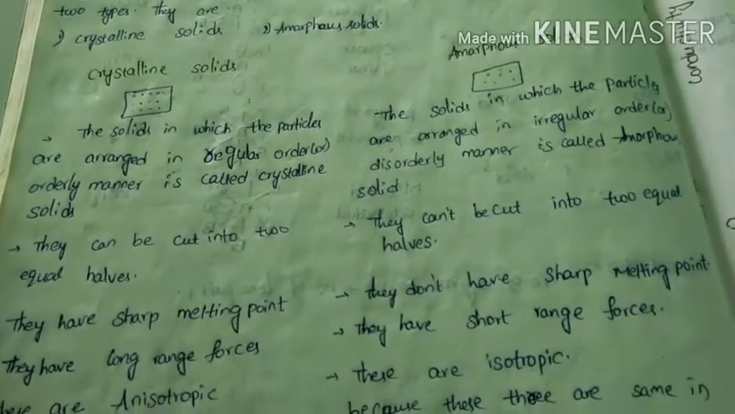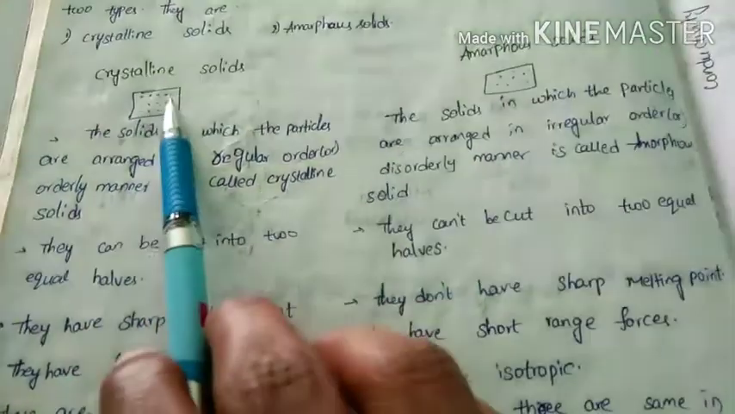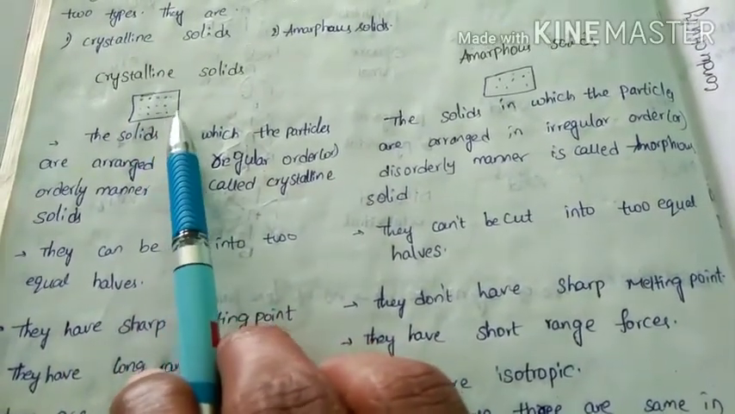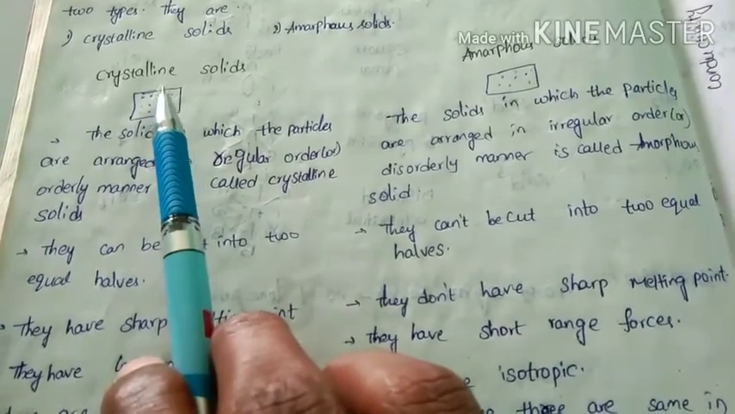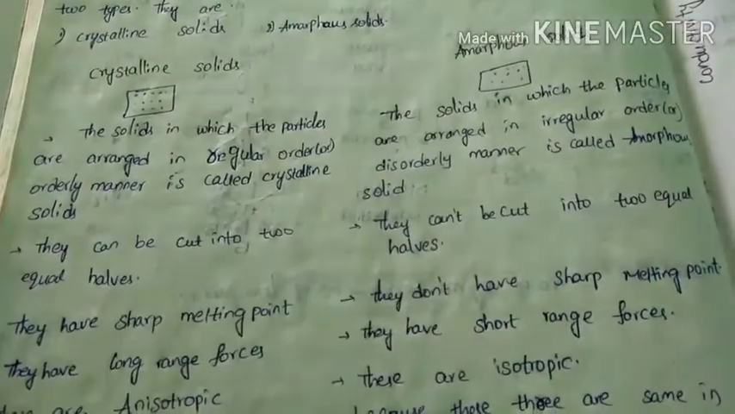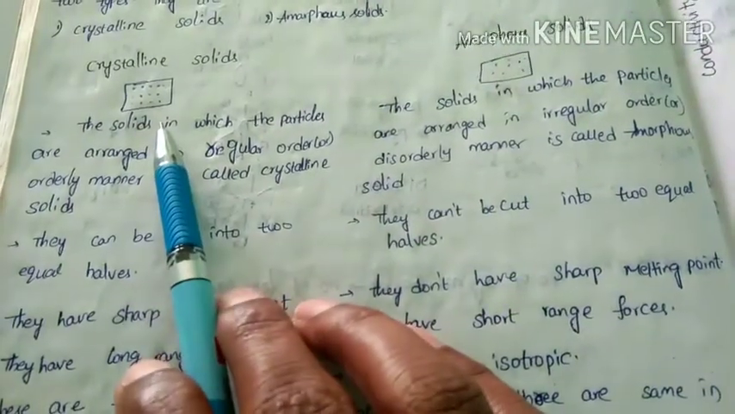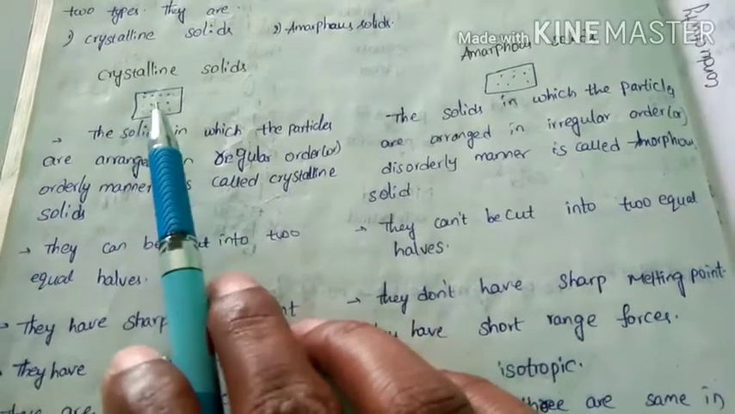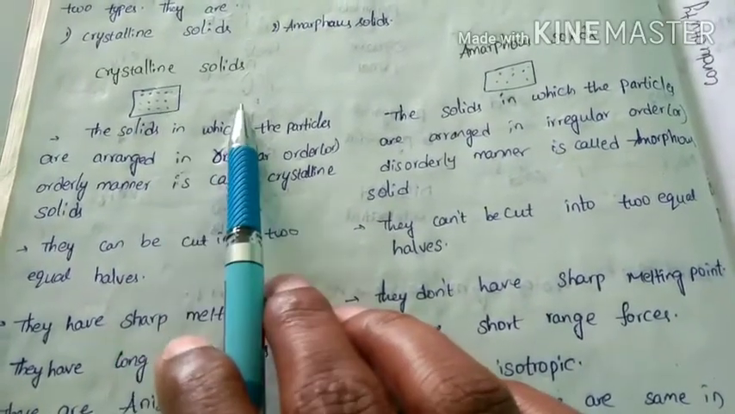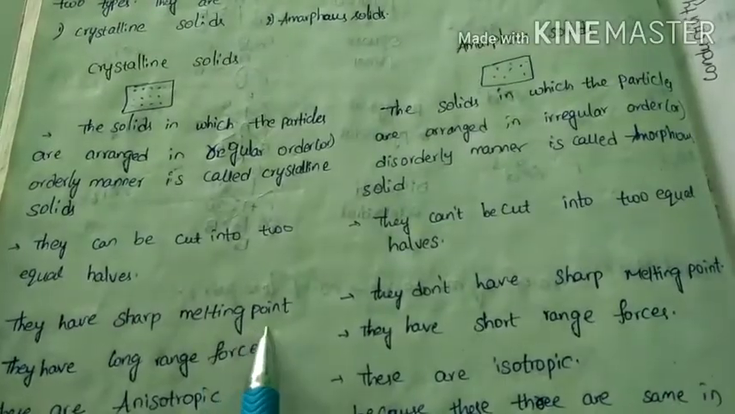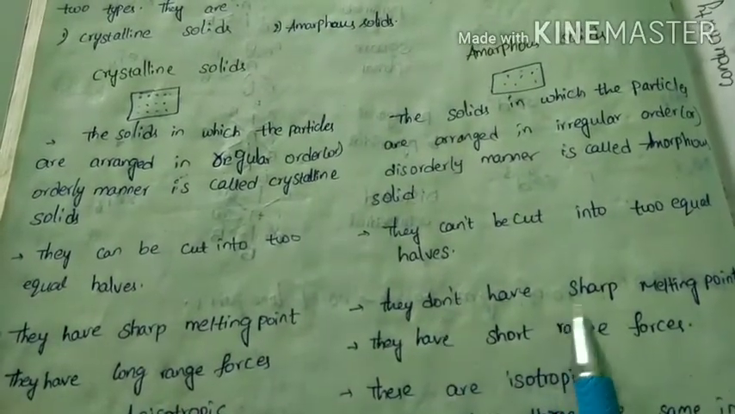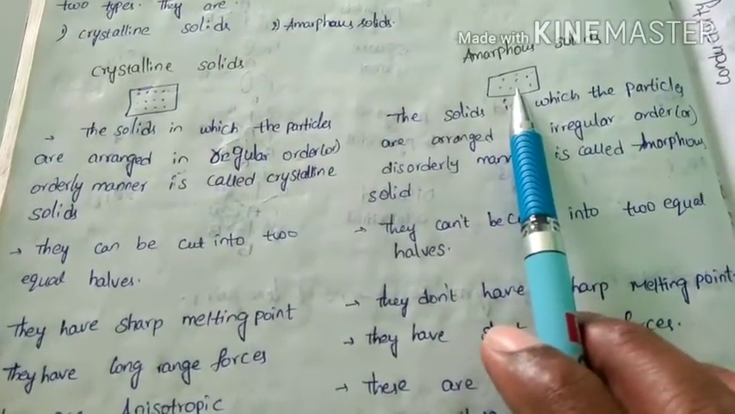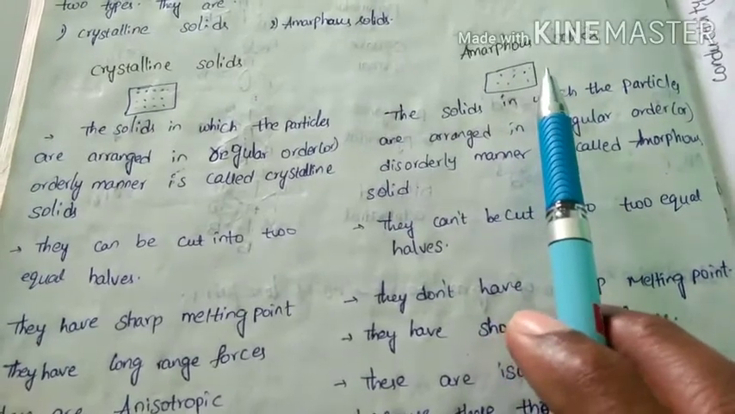This is an important point. Sharp melting point means here the particles are arranged in a regular manner, so that when we heat the solid, all particles melt at the same temperature. I repeat once again, sharp melting point means when we heat the solid, all the particles present in the solid melt at the same temperature, so they have a sharp melting point. But amorphous solids don't have a sharp melting point because the particles are arranged in an irregular manner. So all the particles do not melt at the same temperature.